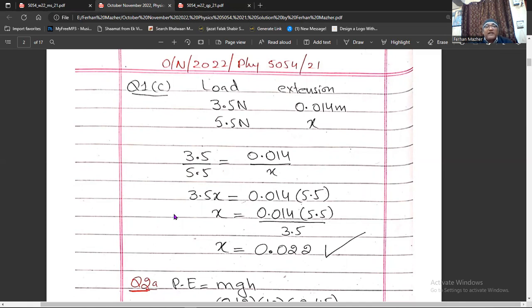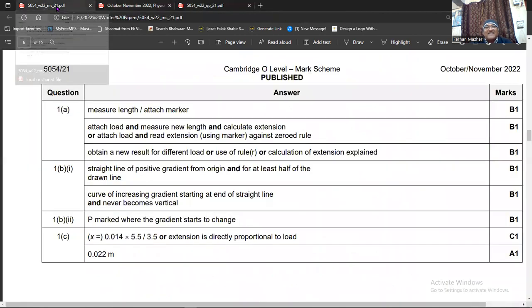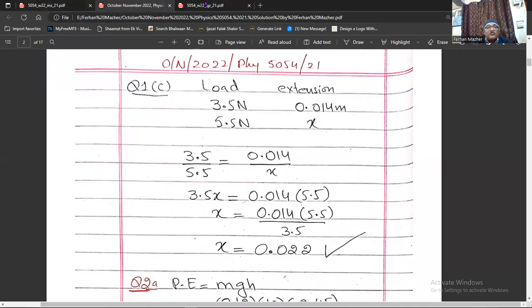So cross multiply. So 3.5x is equal to 0.014 multiplied by 5.5. And x will be equal to, this will go on the other side, it will divide. So 0.014 multiplied by 5.5 divided by 3.5, you get 0.022. So the extension at 5.5 Newton will be 0.022 meter. Our answer is right. This is the solution.